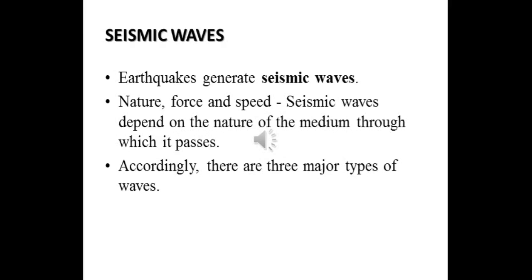Based on the nature, force and speed, the seismic waves are divided into three major types. Let us see them one by one. The first one is called primary or P waves, the second is secondary or S waves, and the third is surface or L waves.